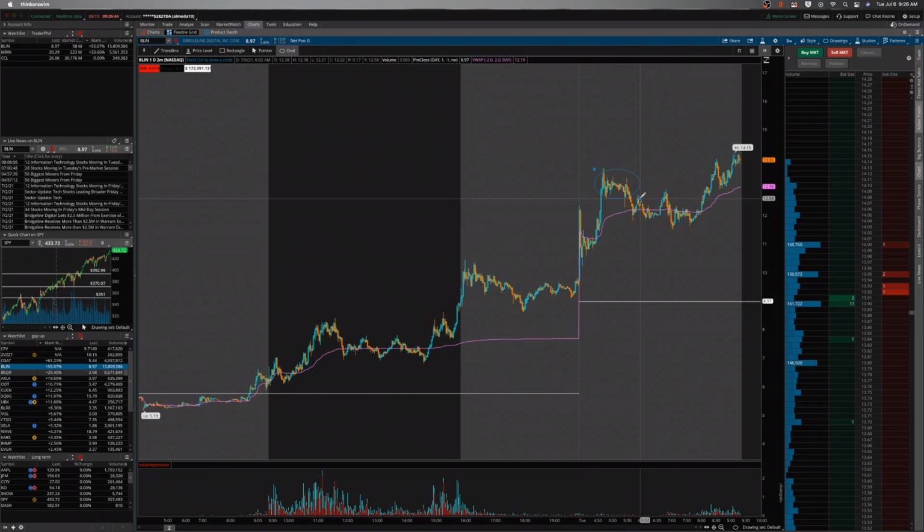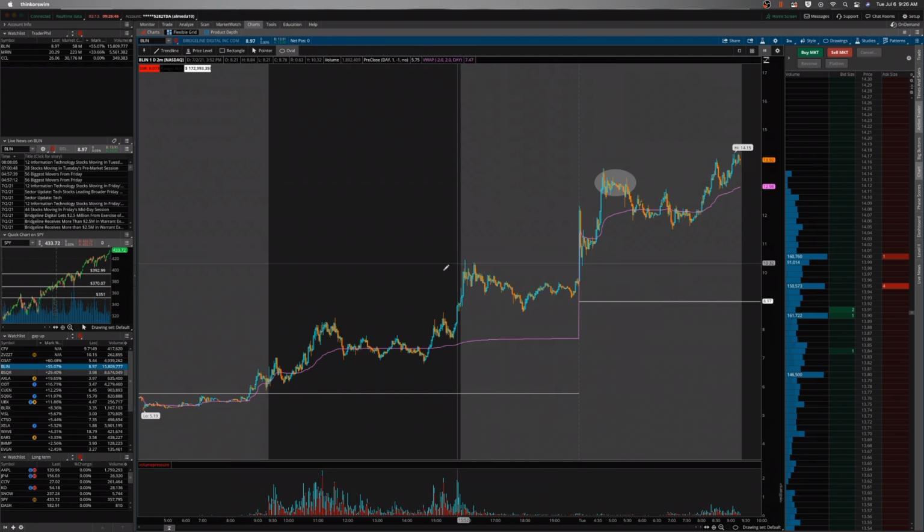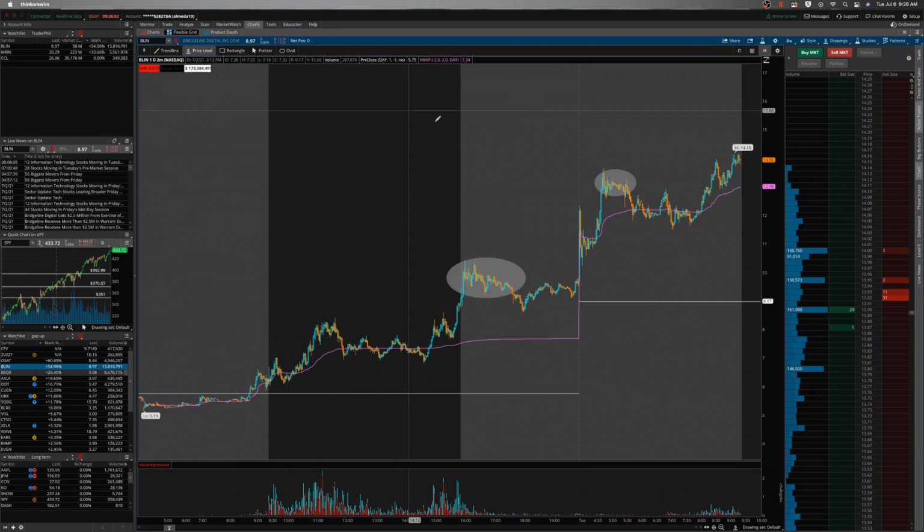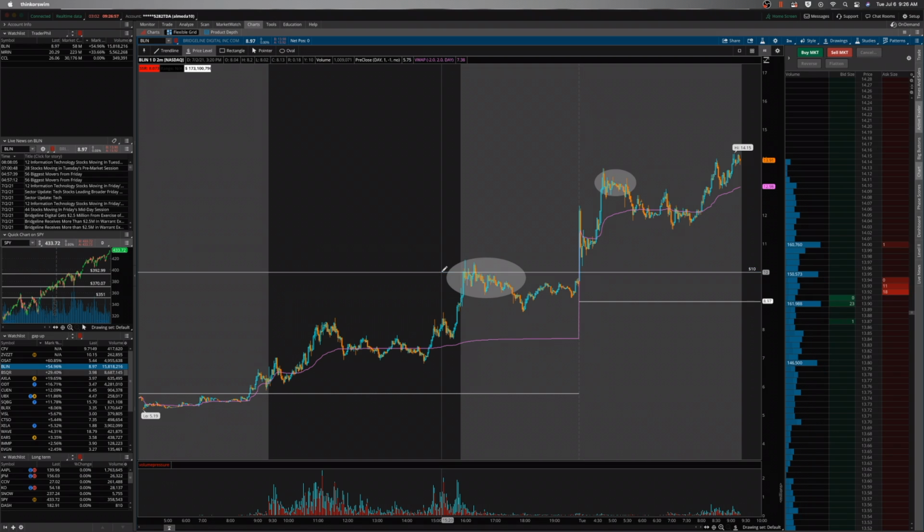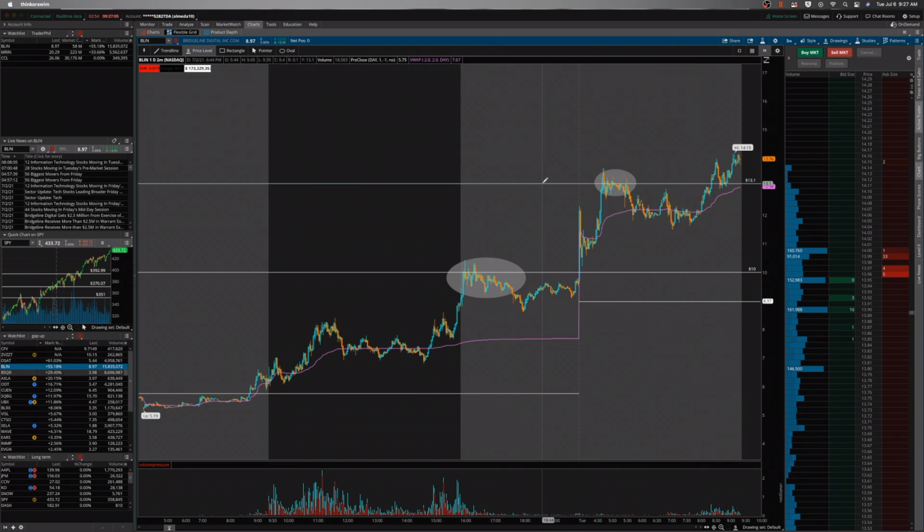So right here is a consolidation. Right here is a consolidation. Those two are valid lines because it'll take more for the stock to get through them, because it's volume backed up by the line. So now we have two lines of good consolidation.